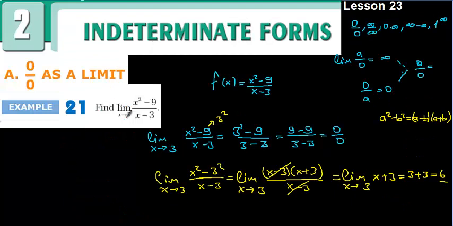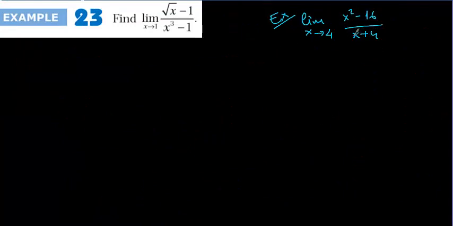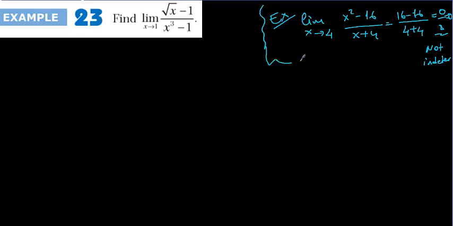But in that form, it was 3, and 3 minus 3 was equal to 0. Here it is 4 plus 4, and it's 16 minus 16 over 4 plus 4, which is equal to 0 over 8, and this is not an indeterminate form. Not indeterminate form means there's no need to factorize the function. Directly you can find the limit. Actually, the answer of the question is equal to 0. This part was important, and let's return to our question.